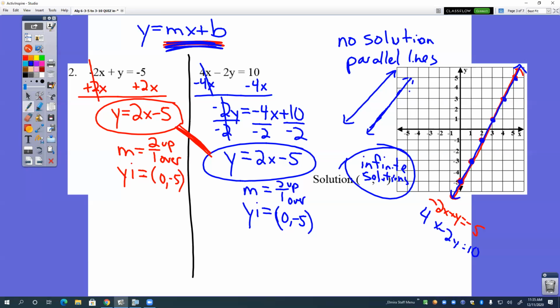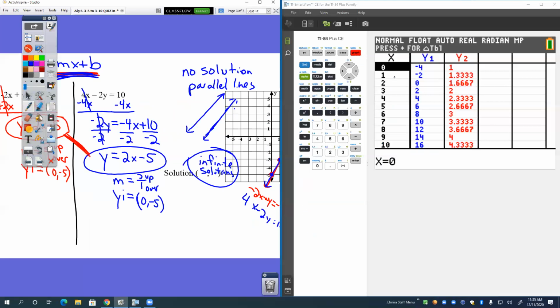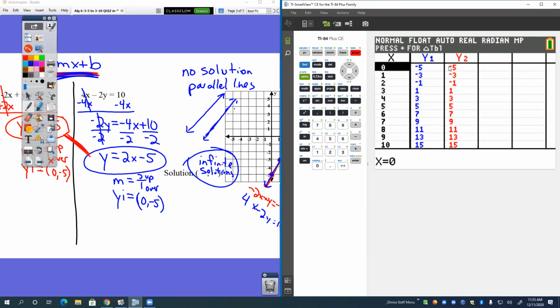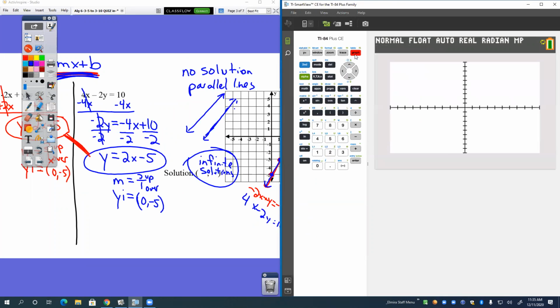If you want to do this one on the calculator, let me show you what it would look like. Going back to our y equals. So we have 2x minus 5, and we have 2x minus 5. When we go to hit table, notice that every point on the one is the exact same thing as every point on the other. If we went to go and hit graph, notice that the one line is exactly on top of the other line. So that's what you're going to have.